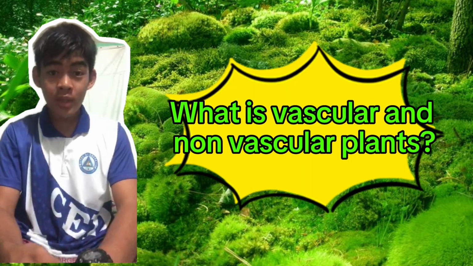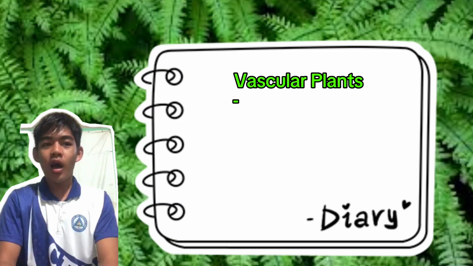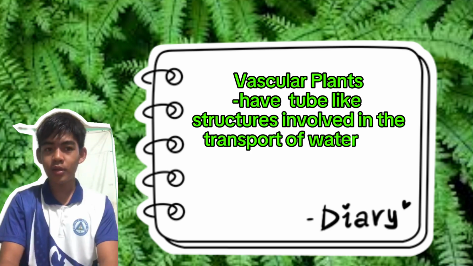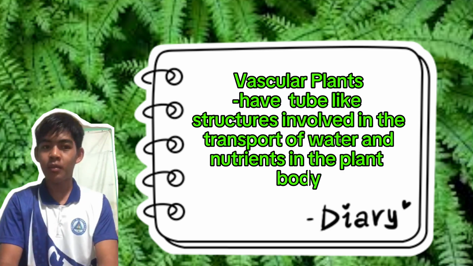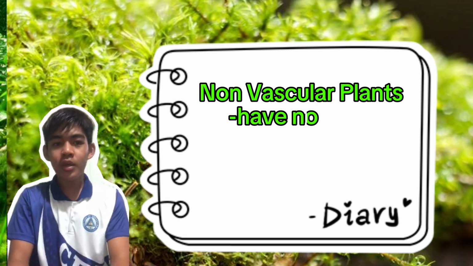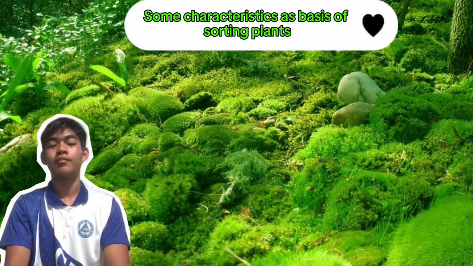So, what are vascular plants? Vascular plants have tube-like structures involved in the transport of water and nutrients in the plant body. Meanwhile, the non-vascular plants have no well-developed transport parts.